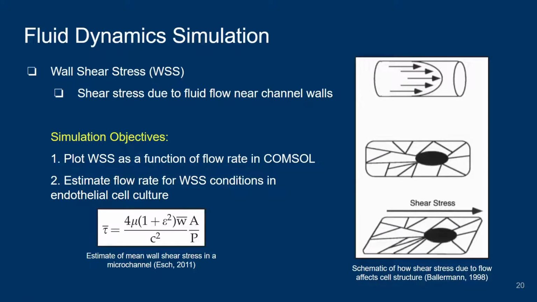As mentioned, the significance of this project is that it is intended for cell culture. Wall shear stress is the stress on channel walls due to fluid flow and is important for replicating physiological conditions in cell culture, as shown on the right. For the simulation, Objective 1 was to plot wall shear stress as a function of flow rate in COMSOL, and Objective 2 was to estimate the flow rate necessary to produce an average wall shear stress that is similar to what's observed in vivo for endothelial cell culture, using the equation on the left.